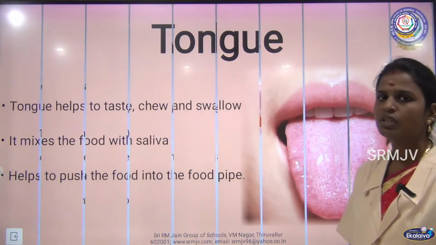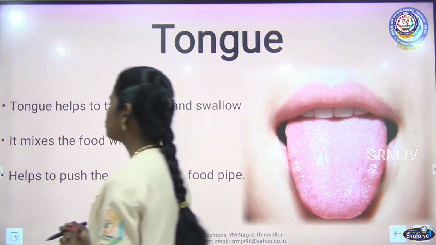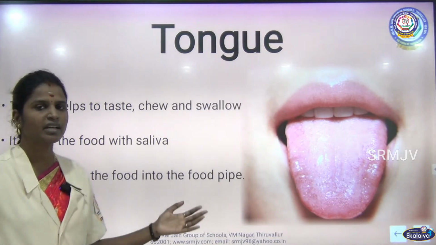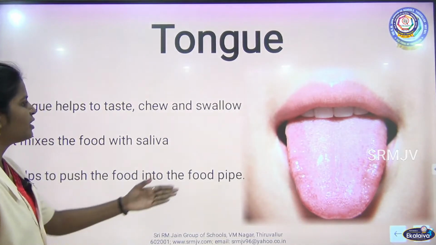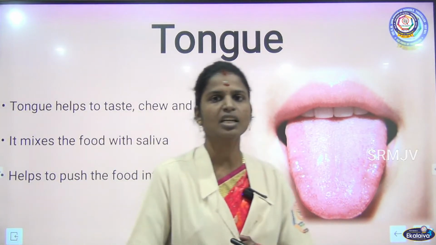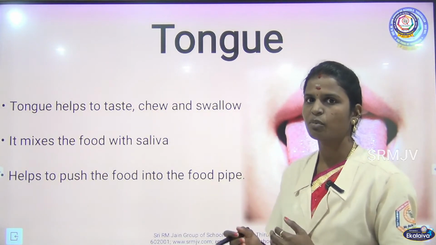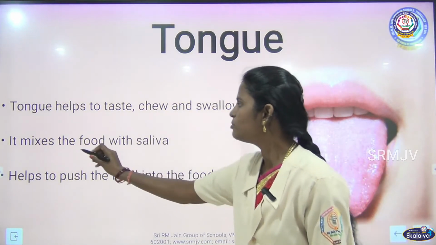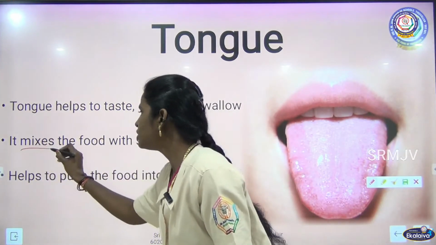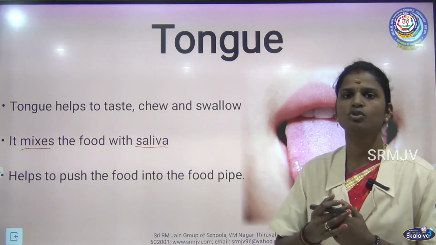The next organ involved in the process of digestion is the tongue. The tongue helps to taste the food, and we have taste buds inside the tongue which help in recognizing different tastes of food. It also helps to swallow the food, and it mixes the food with saliva. Saliva is also a digestive juice which is secreted from the salivary glands, and we will see about it later.